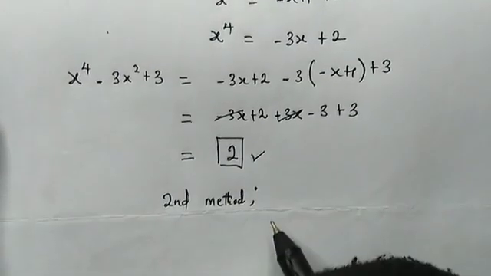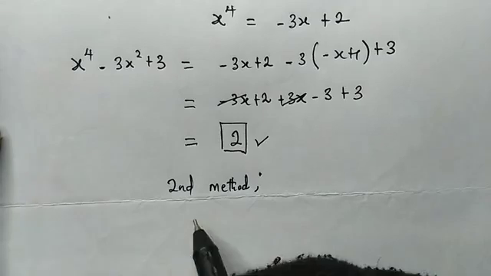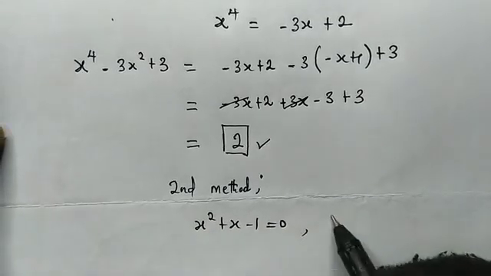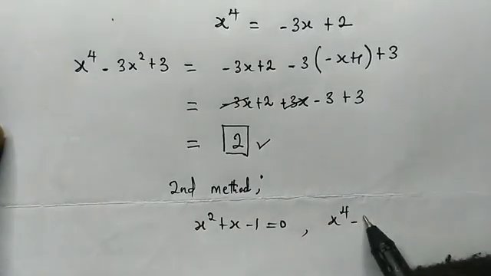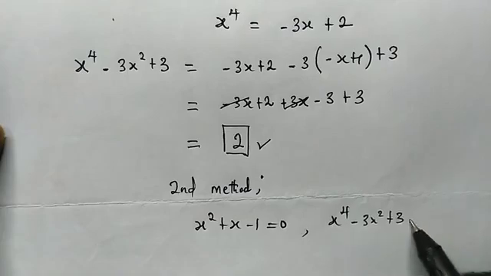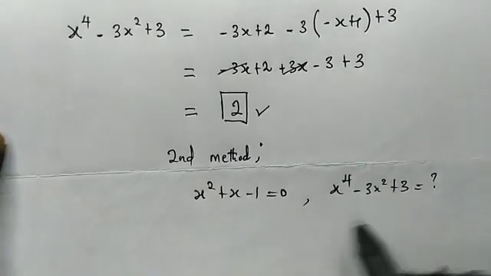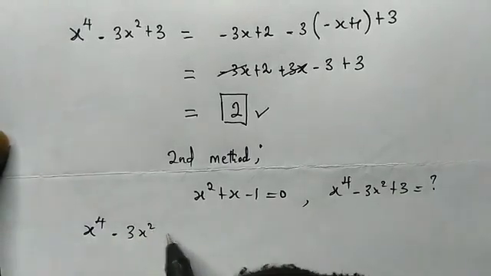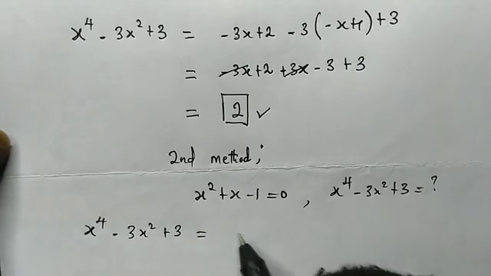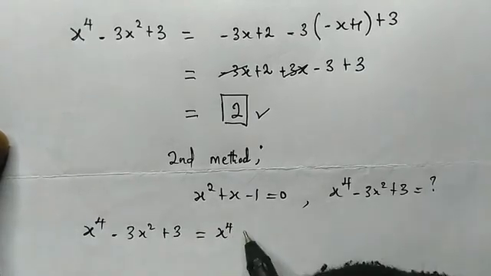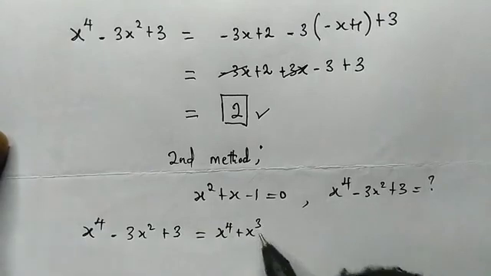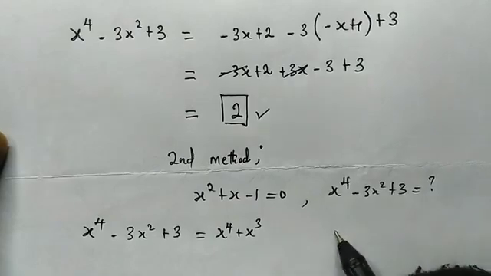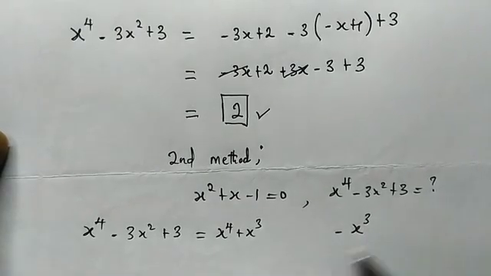Okay, so let's see the second method. We are given the equation x squared plus x minus 1, which is equal to 0, and we're here to evaluate x to the power of 4 minus 3x squared plus 3, right? Okay, let's manipulate this quadratic expression as follows. So this is equal to x to the power of 4 plus x cubed. Now we are introducing this term x cubed. So we'll need to subtract it somewhere, right?